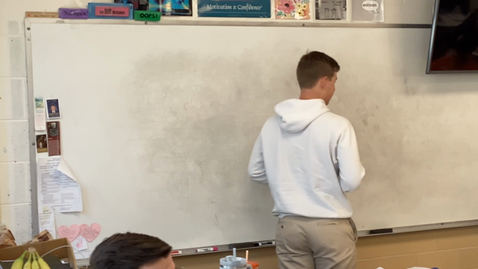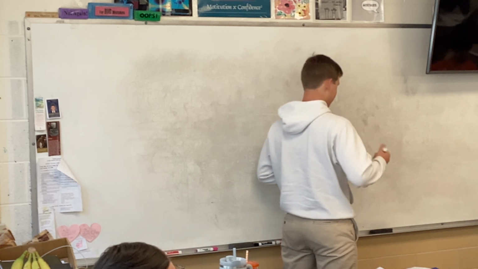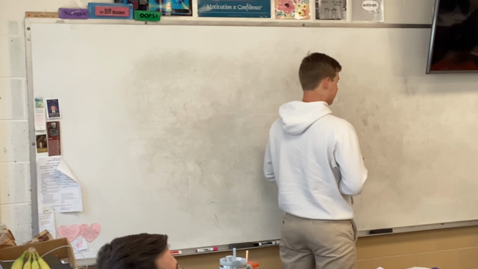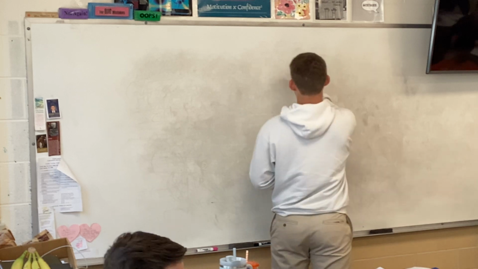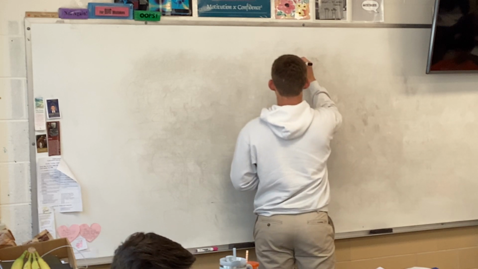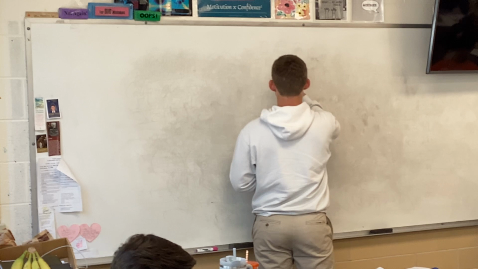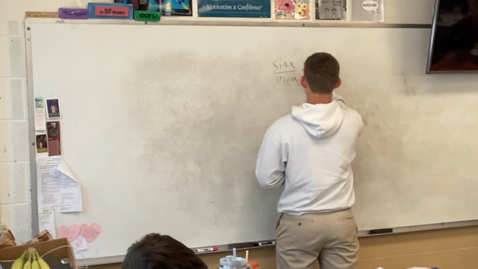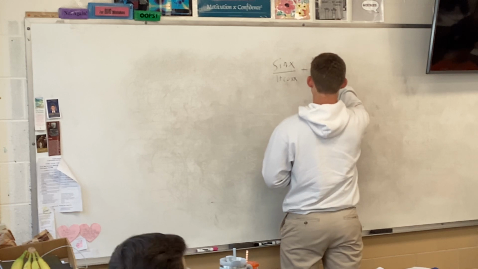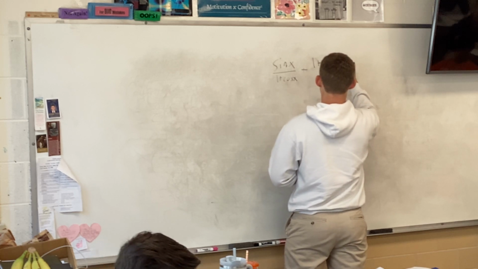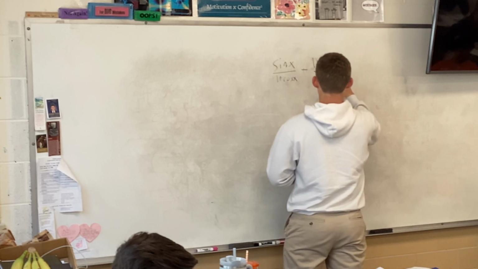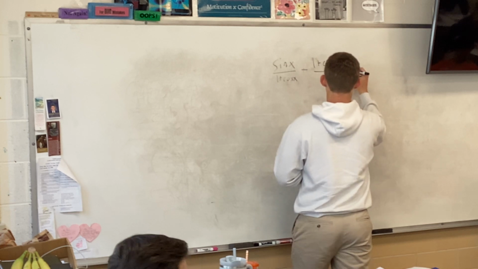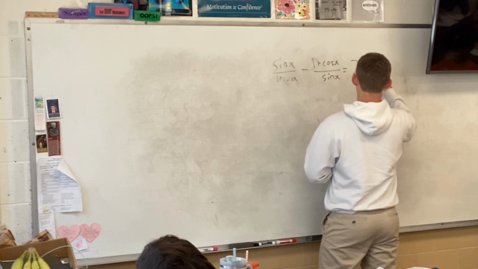Alright, so here's your problem: sine x over 1 plus cosine x, plus 1 plus cosine x over sine x, equals 2 cosecant x.